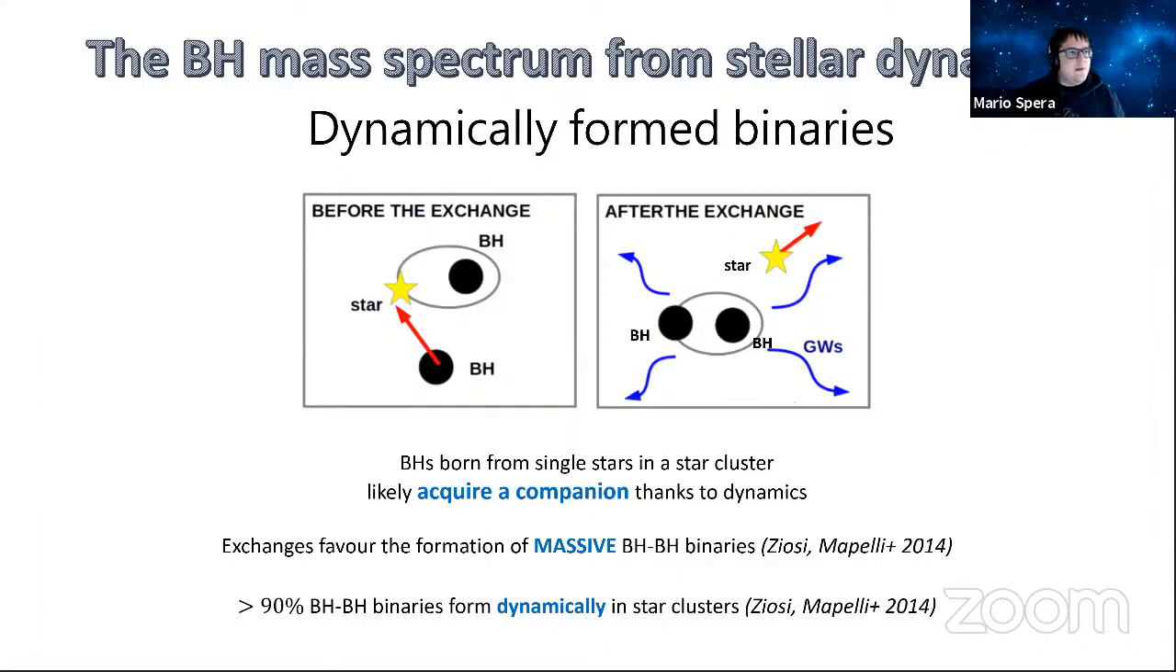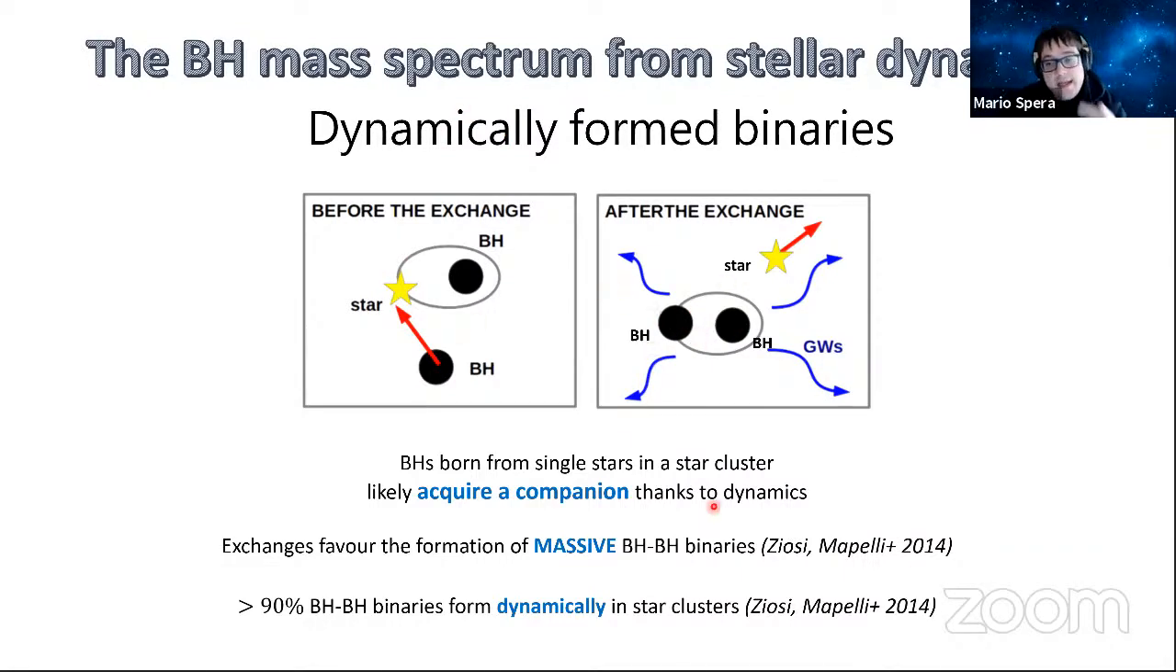How may binary black holes form in dynamically active environments? Well, most of them form through a dynamical exchange of membership. That's how we call it. Suppose, for example, you have a black hole-star binary in a star cluster. Dynamical exchange happens basically when another black hole dynamically interacts with the binary and replaces the star as a member of the binary system.